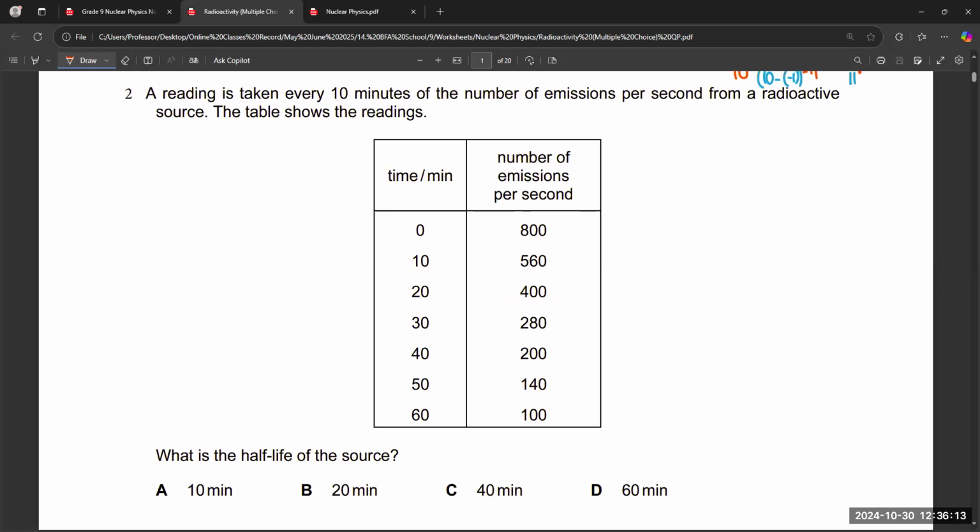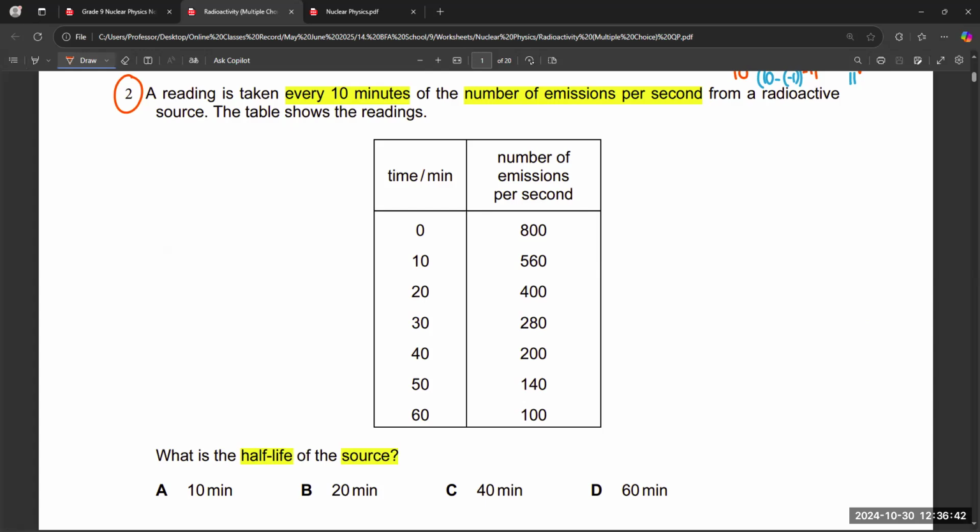Question number 2. Question number 2 is related to the half-life. A reading is taken every 10 minutes. So we are recording the reading after every 10 minutes for the number of emissions per second, just like the count rate per second from a radioactive source. The table shows the reading. So what is the half-life of the source? How to identify the half-life?